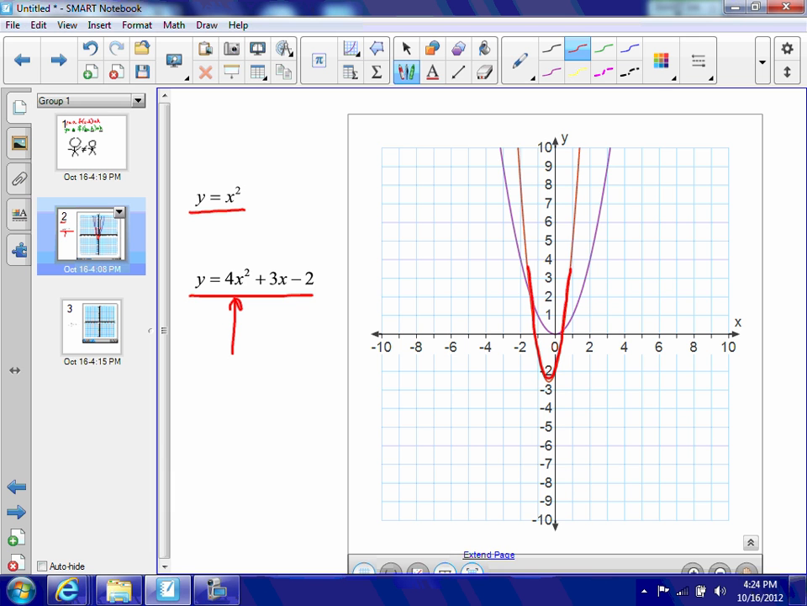Also, in this particular parabola, the end behavior is going up. Like in my parent function, it's going up. And actually, it's not really so much a matter that it's going up, it's that it's going in the same direction.